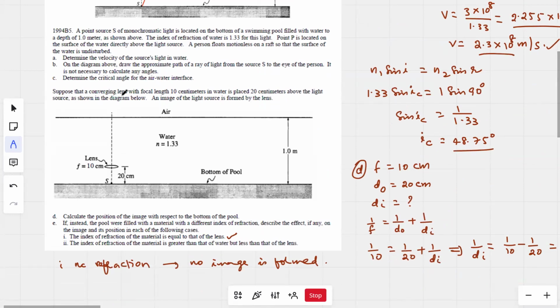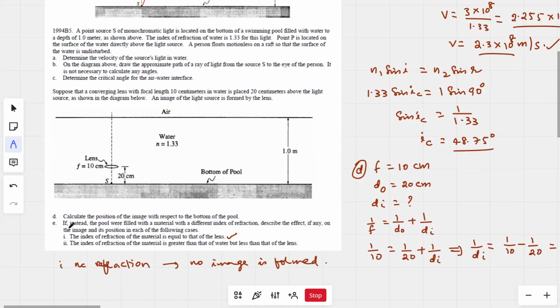Suppose that a converging lens with focal length 10 centimeters in water is placed 20 centimeters above the light source as shown in the diagram below. An image of the light source is formed by the lens. D. Calculate the position of the image with respect to the bottom of the pool.